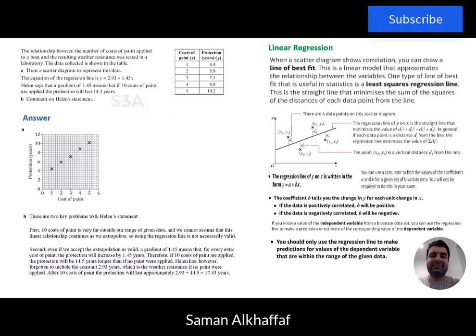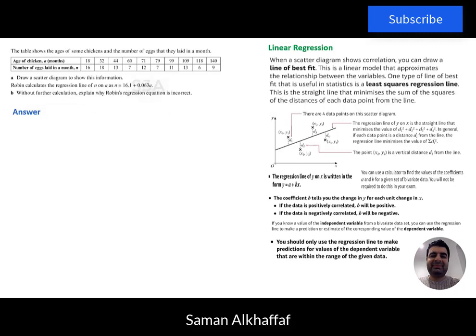After 10 coats of paint, the protection will last approximately 2.93 plus 14.5, so that means approximately 17.43 years. So in this scenario, Helen only included the gradient factor, however she hasn't included the constant, which has a value of 2.93 in terms of years. So this is our explanation in terms of the two reasons for Helen's statement.